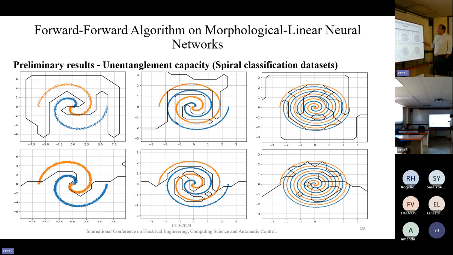We can see that both architectures are having trouble classifying this data set in a good way. The more complex the entanglement of the data sets, the more difficult it is for this algorithm, and by this algorithm I refer to the forward-forward algorithm. I say that because these data sets are perfectly classified with gradient descent. So this is another analysis that we did with these neural networks.